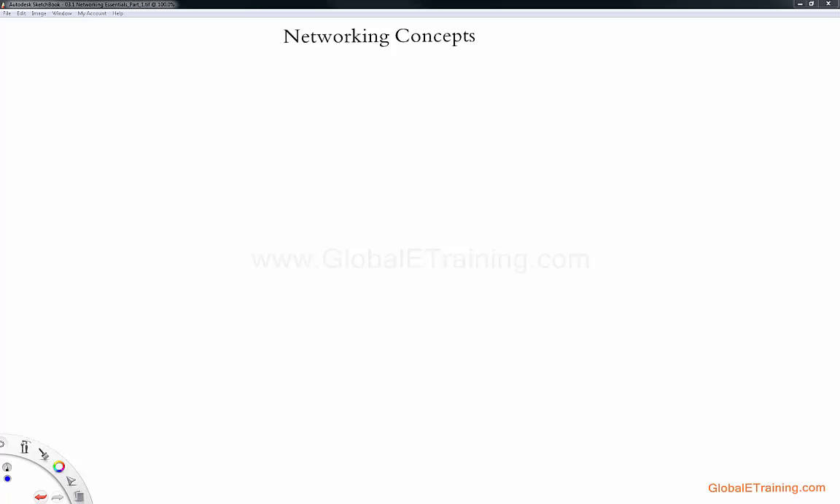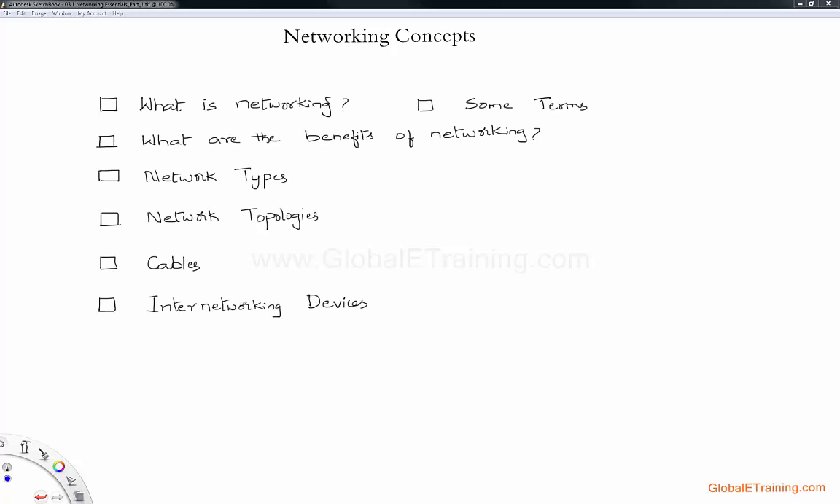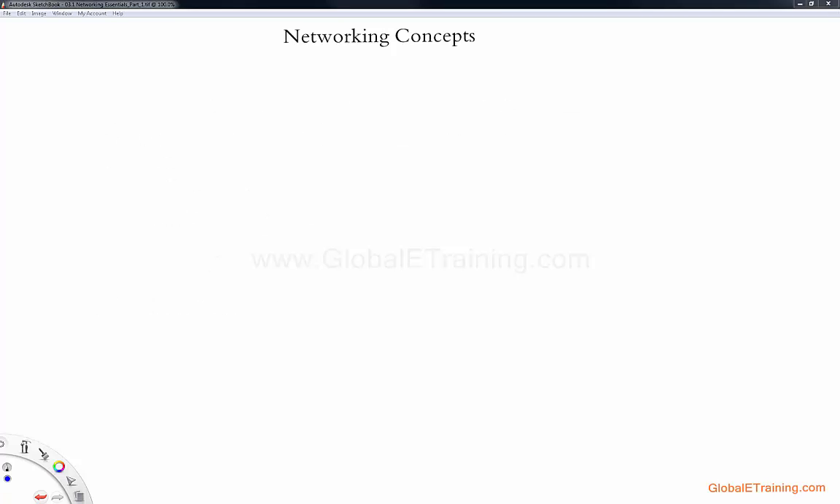Let's first take a look at the objectives for the networking concepts. So we'll first try to understand what networking is, and while discussing various concepts, we'll also try to understand the benefits of networking. We'll look at different types of networking and also topologies and cables used, and we'll also discuss the devices. So those would be our objectives. So let's jump into the course.